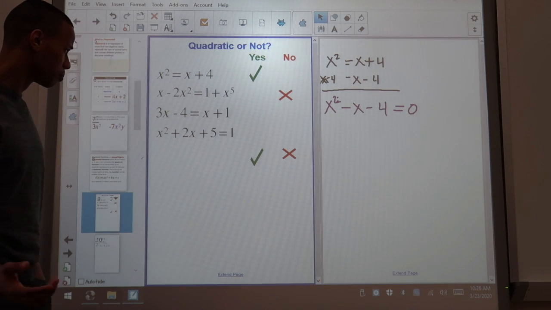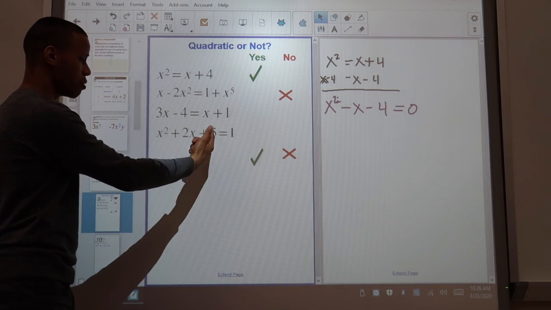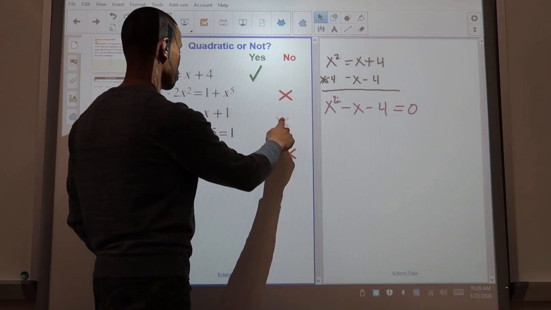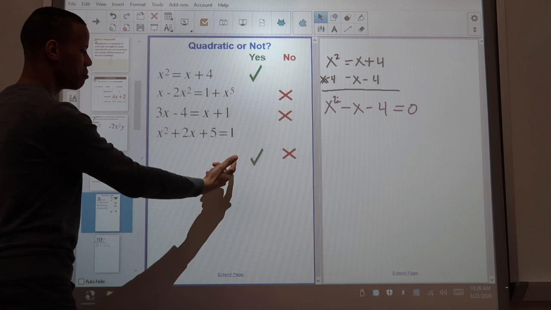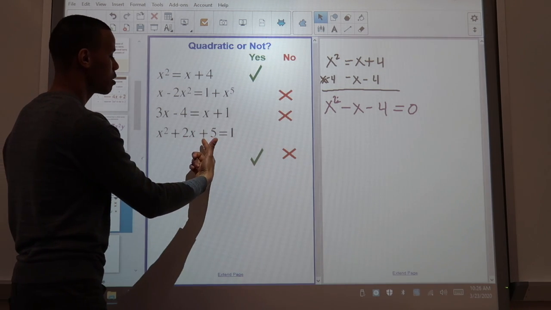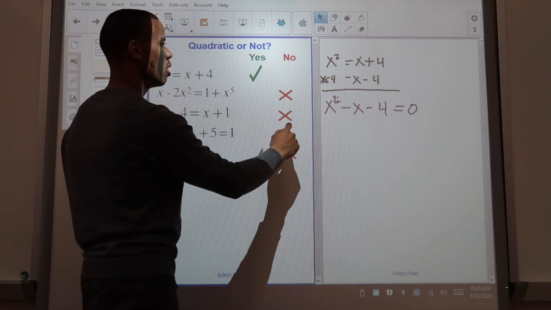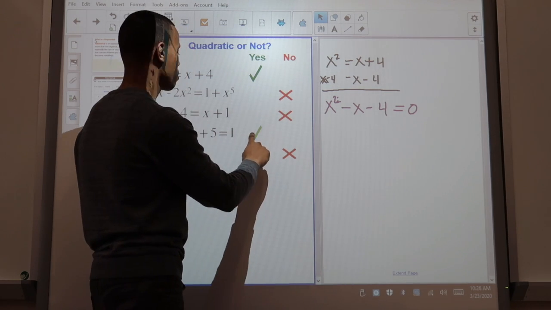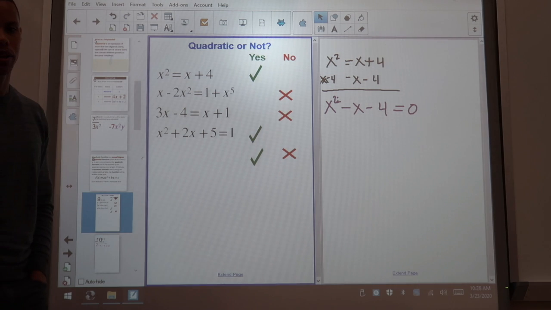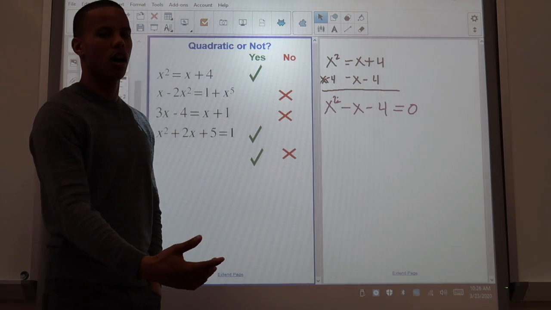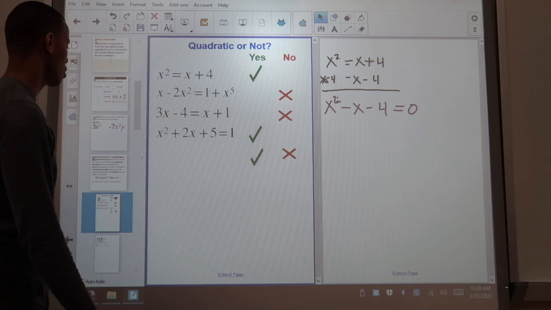For your second one, you don't have an x to the 2nd power, so this is also not a quadratic. And for your last one, this is just x squared plus 2x plus 4. So this is a quadratic. Notice how you do have an x to the 2nd power, and you don't have any other exponent higher than 2. So that's good.